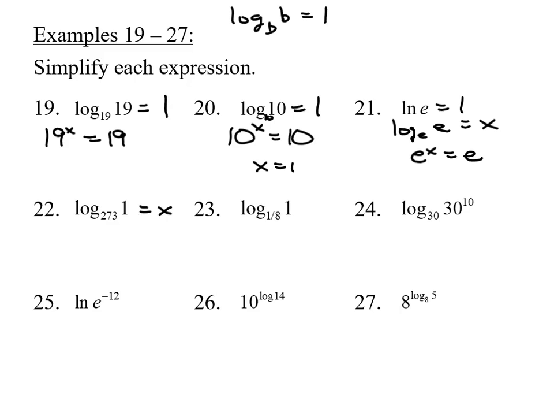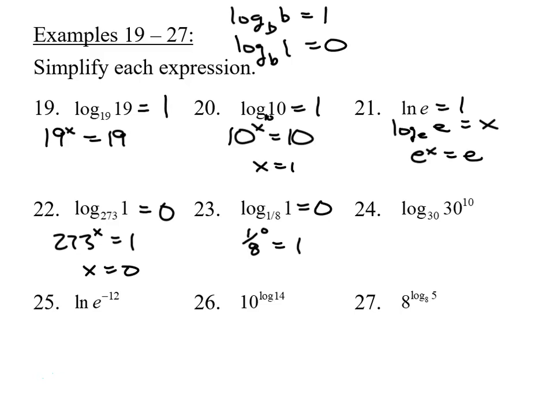So now on these, we've got 273 to the x power equals 1. Well, the only way to get 273 with a power to equal 1 is if that power is 0. So log base 273 of 1 is 0. And that's an example of log base b of 1 always has to equal 0. So we can use that again here. Log base b of 1, or log base 1/8 of 1, would have to equal 0, because 1/8 to the 0 equals 1.